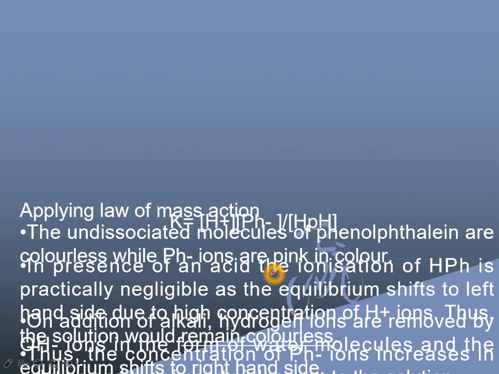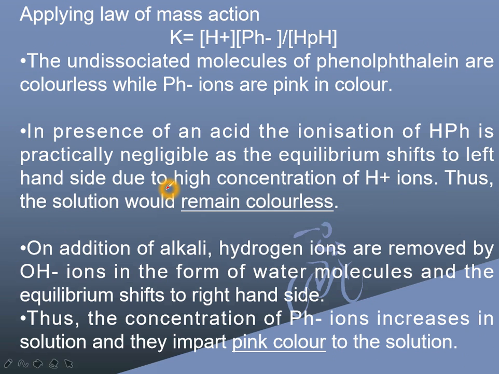Ostwald theory. By applying the law of mass action to the previous ionization equation, we will get K is equal to concentration of H plus into concentration of Ph minus divided by concentration of HPh. The undissociated molecules of phenolphthalein are colorless, while Ph minus ions are pink in color.